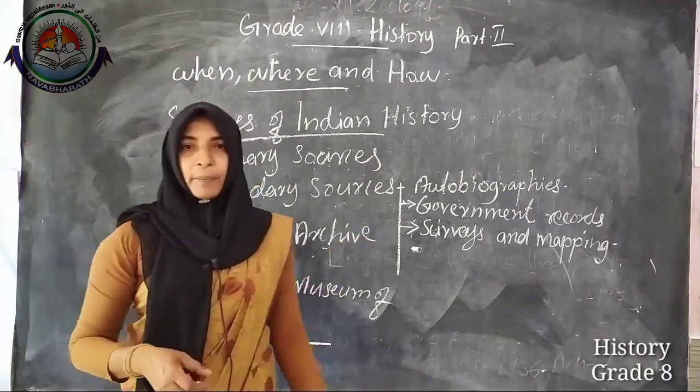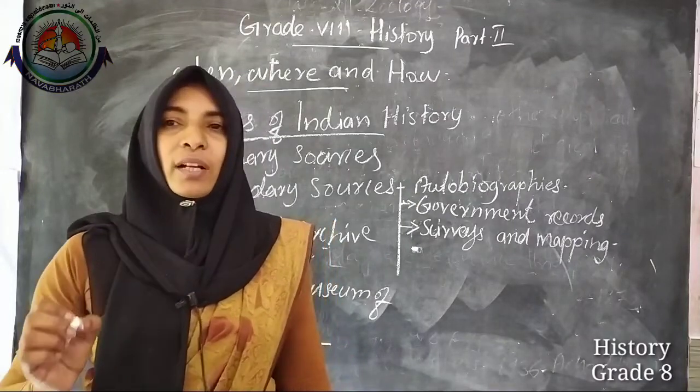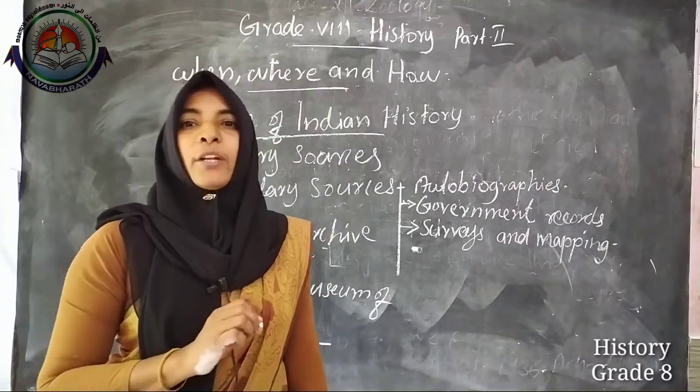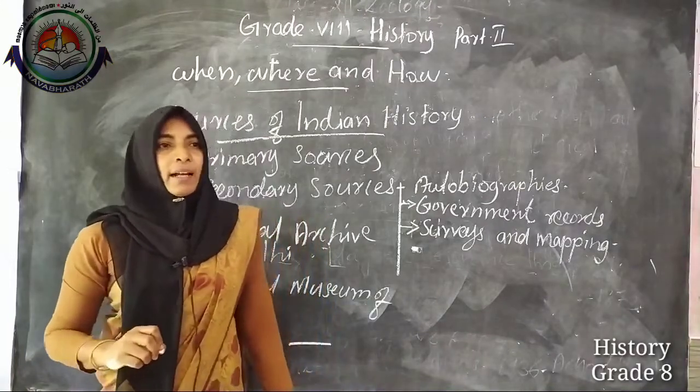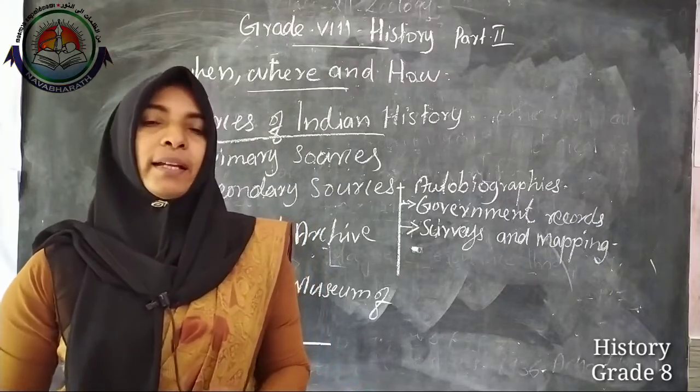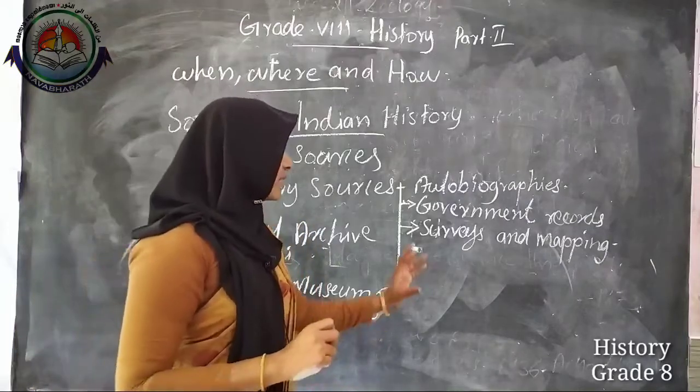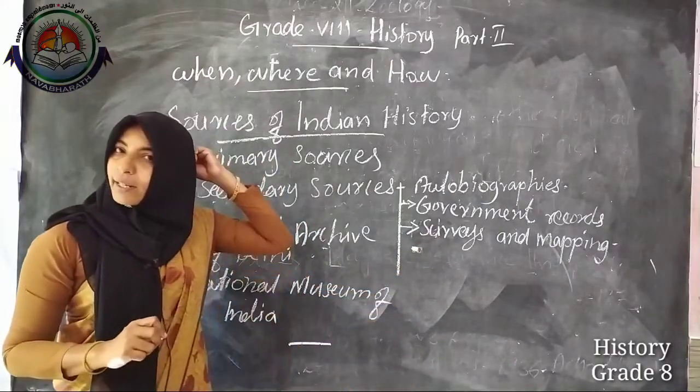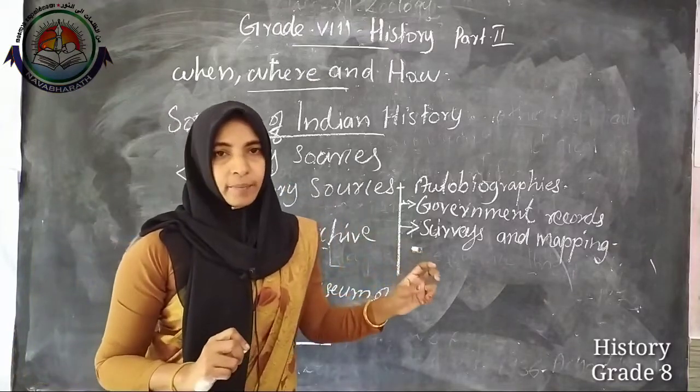Next, mapping helped them to locate the landscape and the topography. Mapping helps the Britishers for what? To locate the landscape and the topography. Surveys are a very important source of history.